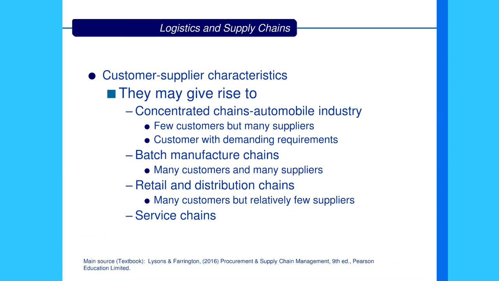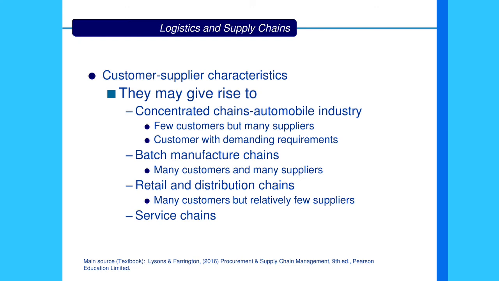On the basis of customer supplier characteristics, the supply chain may give rise to concentrated chains which are usually found in the automobile industry. What happens there? There are few customers but many suppliers. Like there are not many car manufacturers. You know all the major brands. But how many suppliers? Maybe thousands of suppliers are supplying to these car manufacturers. So that is called a concentrated chain.